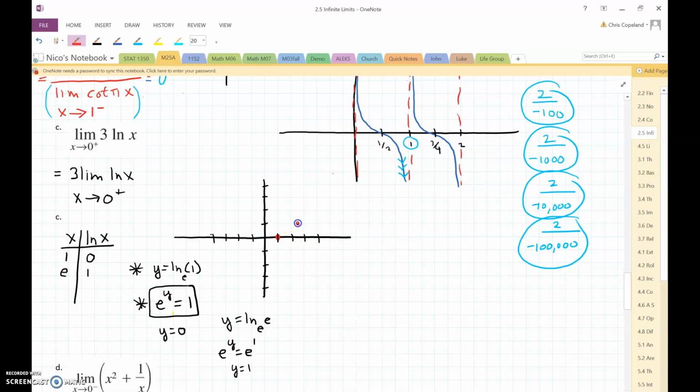So the natural log function is going to look like this, the graph of it. Okay? And we want to evaluate the limit as x is approaching 0 coming from the right. So going this way, it's going to equal negative infinity.